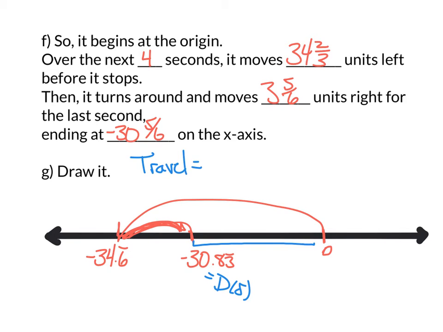Well, it traveled some to the left, 34 2/3. And then it stopped and turned around and went some to the right. So it went 3 and 5/6 units to the right. So all in all, it traveled 38.5 units altogether. Not to the right, not to the left. Some of it was to the right and some of it was to the left.